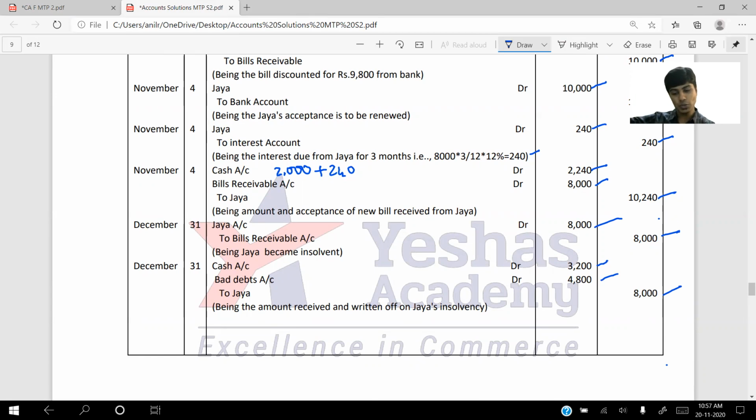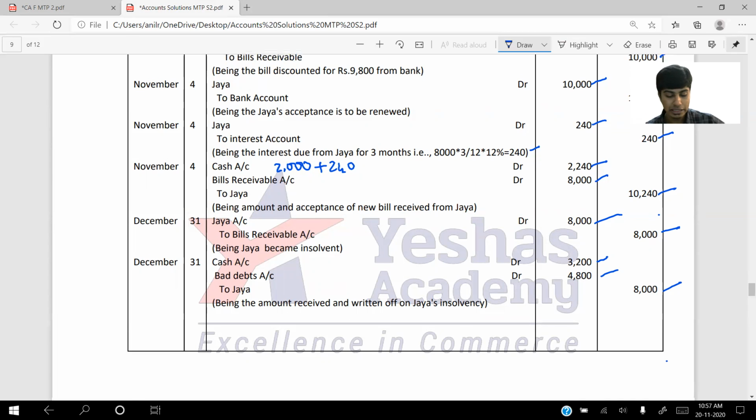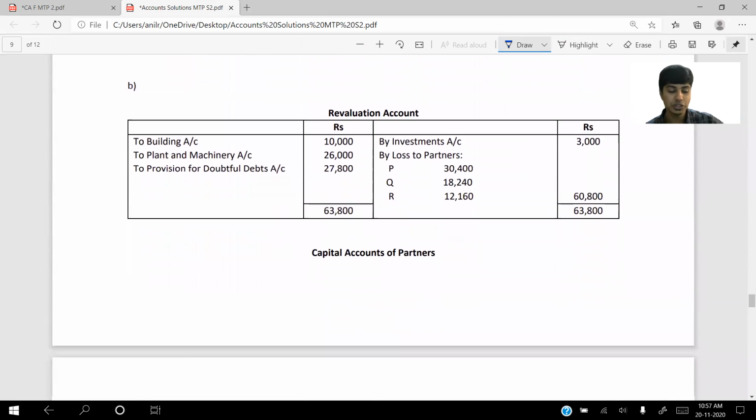Bill is given back to Jaya and Jaya is supposed to pay us money. Jaya is our debtor now and it's increasing. Jaya account debit. Bills receivable is an asset going out, credit, and cash is being received, 3,200 debit. Bad debts is an expense, 4,800 debit, and credit to Jaya because she is no more supposed to pay us the money, 8,000. That's it. We're done with this question.